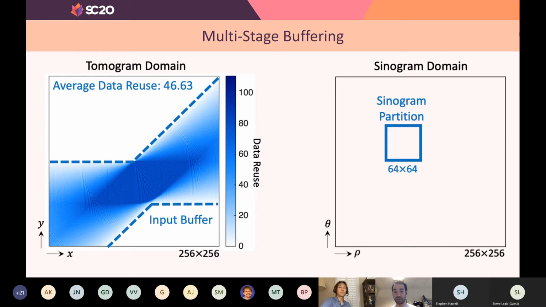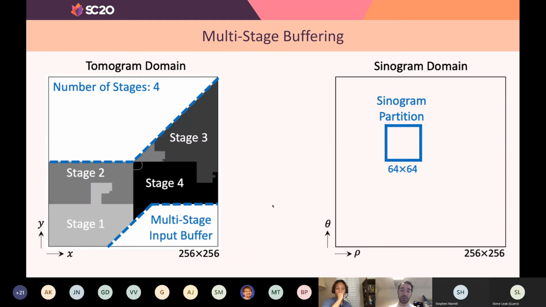we allocate a buffer. On GPUs, it's in shared memory. On CPUs, it's most probably in L1 cache or L2 cache. So we load the data to the buffer and then access irregularly from that buffer. The average data reuse from the buffer in this case is 46.63, which means you go to the DRAM and reduce the latency overhead by 46 times, which buys you a lot of performance, actually.